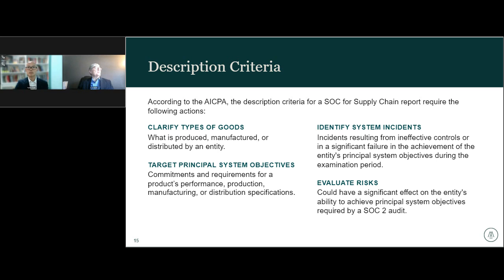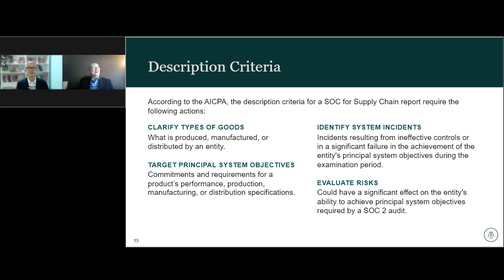What commitments and requirements for a product's performance, production, manufacturing, or distribution is required? If you're covering a period of time, which I would say is going to fall somewhere after the gap assessment that Bosco mentioned, and even some consulting to be able to do a period of time SOC for supply chain report. But should you be covering a period of time, if there were any system incidents that resulted from ineffective controls that prevented you from meeting commitments and requirements, you would be required to disclose that. That said, that's why we usually like to get our clients started on consulting and gap assessments so that we never actually have to do that.